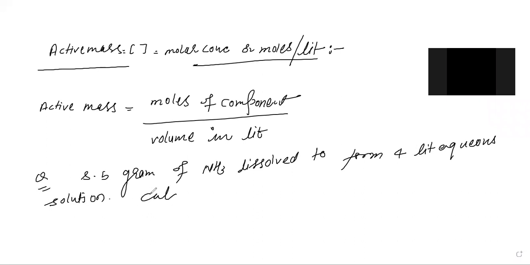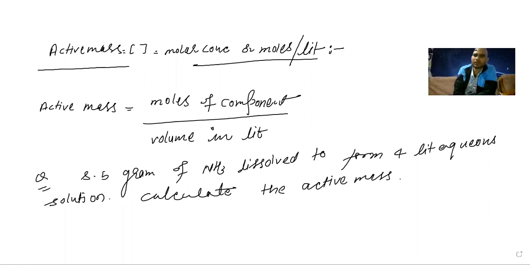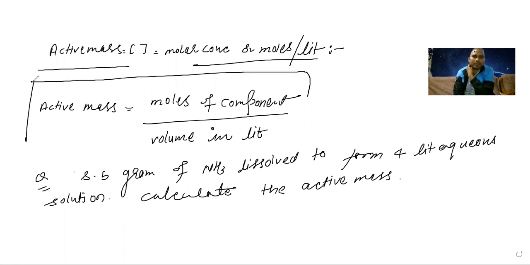Calculate the active mass. They are saying calculate the active mass, because now we need to solve the problem on equilibrium constant where this will be given. So how will we be able to solve this? First of all, what is given? 8.5 gram is given, but in active mass what formula are we going to use? That is moles of component divided by volume in liter.